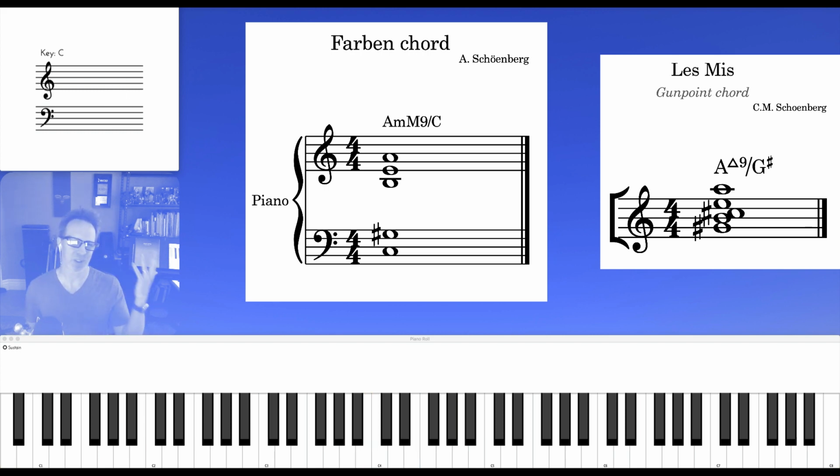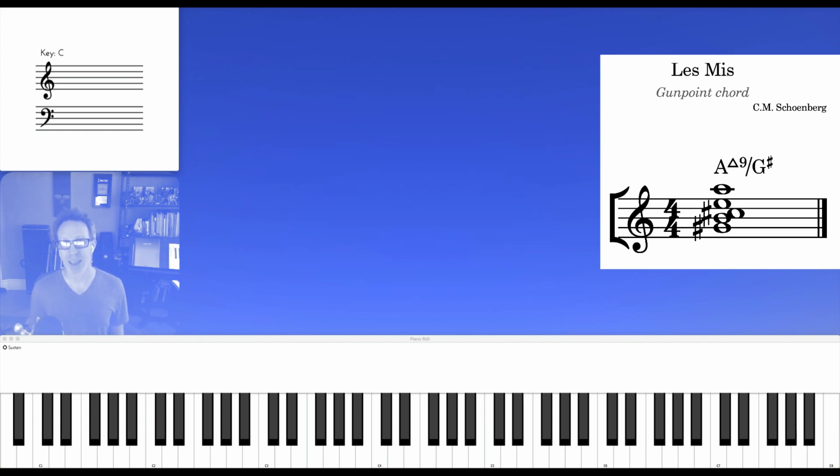Now, the purpose of pointing out parallel examples like this is not to imply plagiarism or even influence, but for me it's to illustrate how much variety you can get out of very little material. And if you're clever and patient and willing to experiment and play around with what you already know, it's like a magic trick. So let's take the Les Mis gunpoint chord through some exercises.